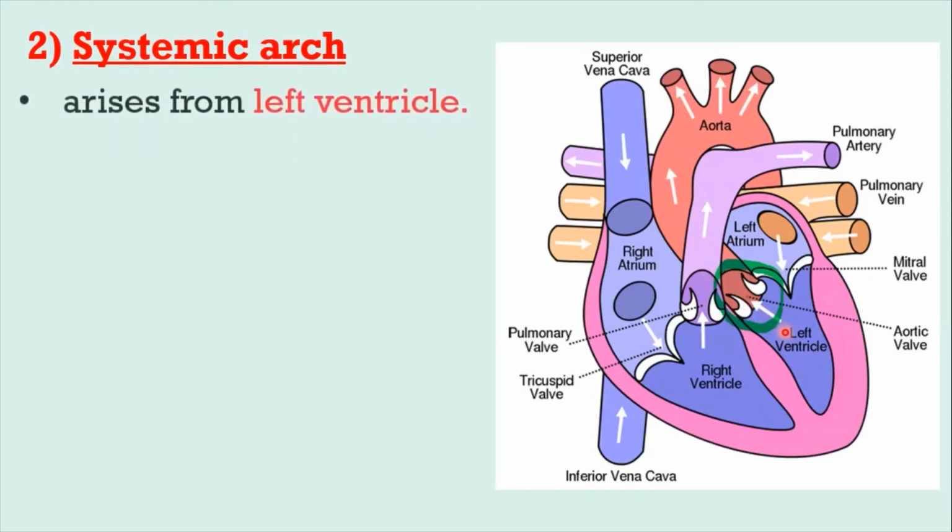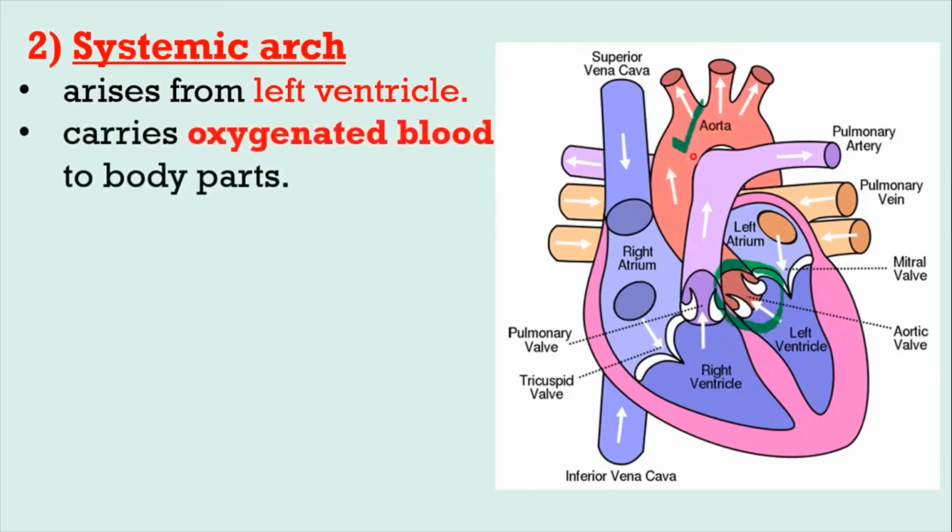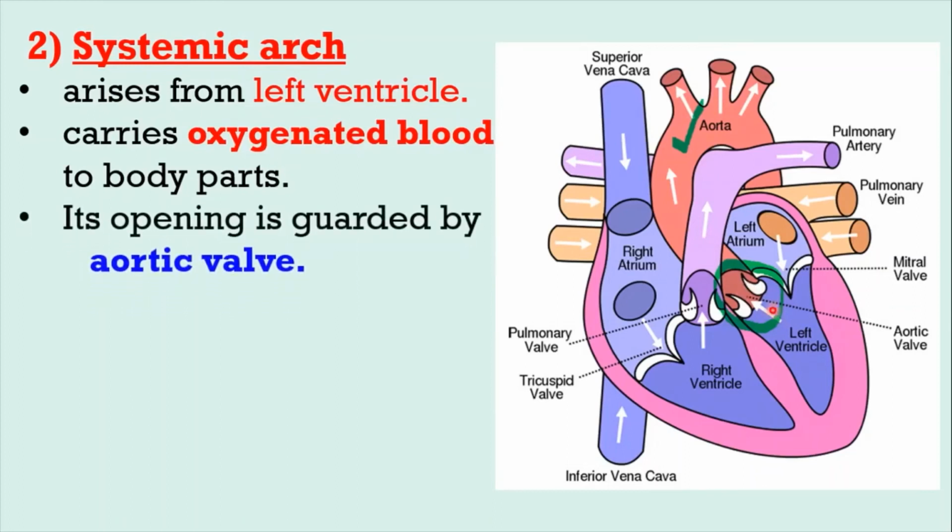Which type of blood do we find in left chambers of heart? That is oxygenated blood. So, systemic arch transports oxygenated blood to different parts of the body through its branches. So, the function of systemic arch is transport of oxygenated blood which is present in the left ventricle to different regions of the body. The opening of systemic arch into left ventricle is guarded by aortic valve.